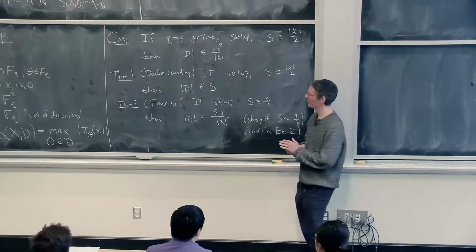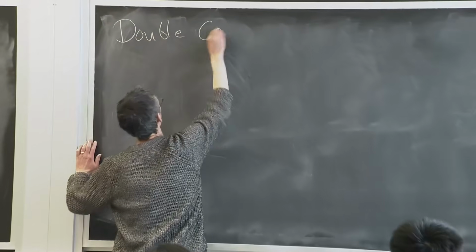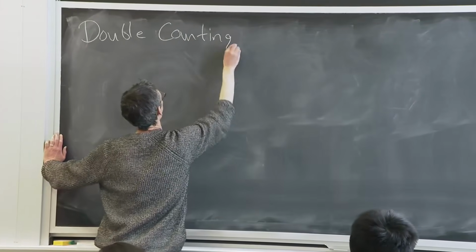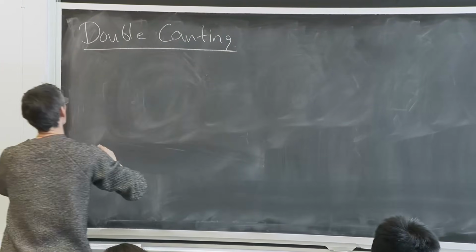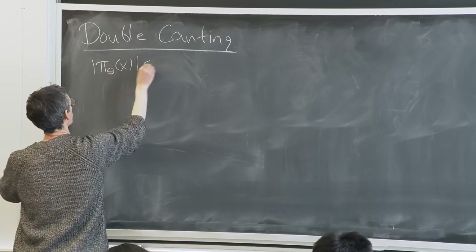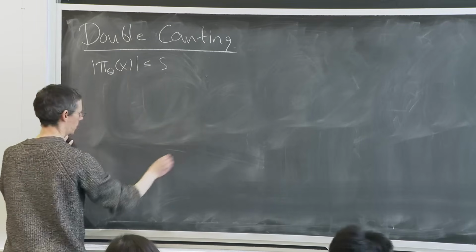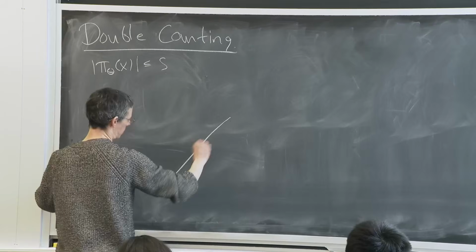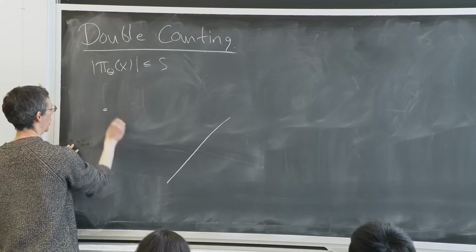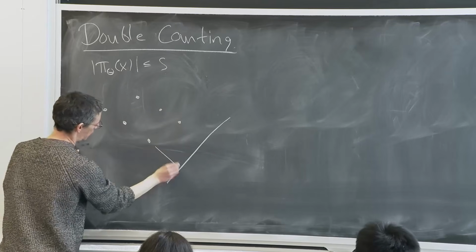OK, so let's start proving some things. First, we'll do the double counting. Suppose that you just look at one direction where this projection is small. If s is a lot smaller than x, it will look something like this. So here's the space we're projecting onto, and we'll have some points. And this is our projection map.